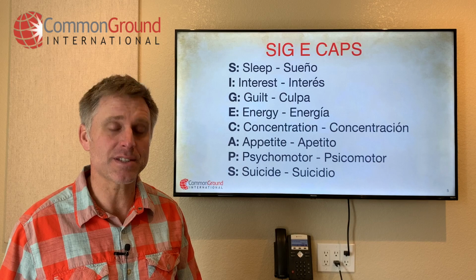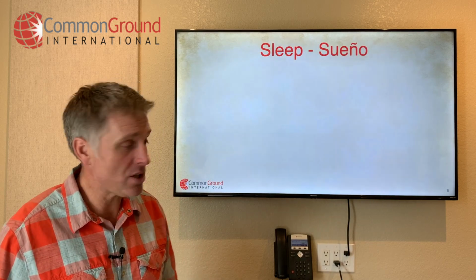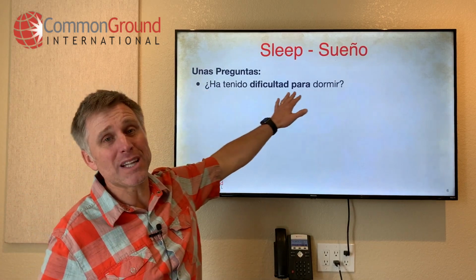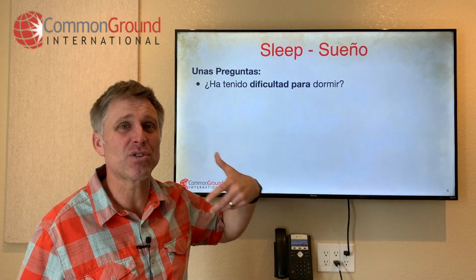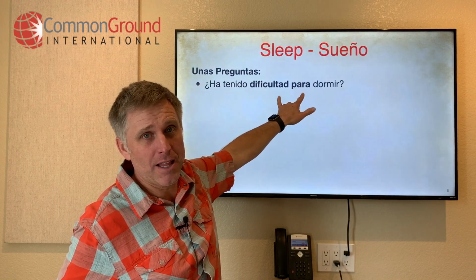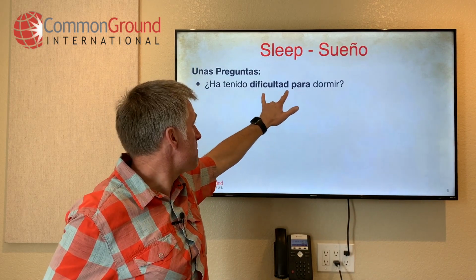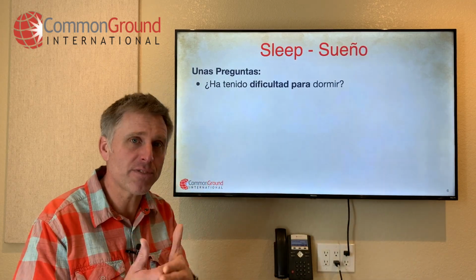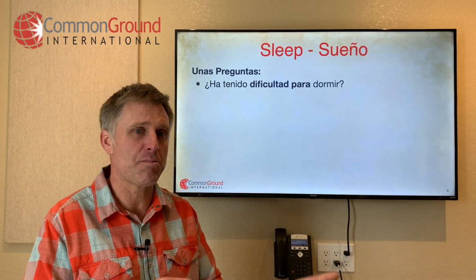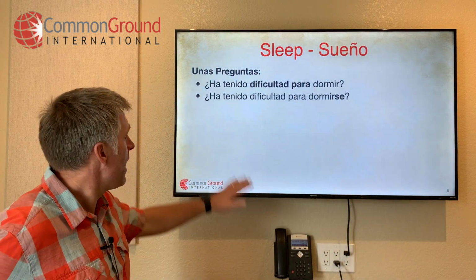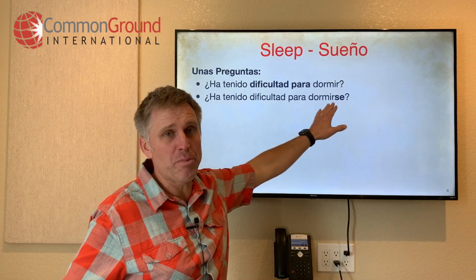Let's get started with sleep. Con sueño. Unas preguntas comunes sobre el sueño. ¿Ha tenido dificultad para dormir? Have you had difficulty sleeping? Dificultad para is one for you to write down, highlight, underline, whatever you do, because you can put any verb after that and communicate the idea of difficulty doing that. Difficulty sleeping, difficulty eating, difficulty whatever it might be. Ha tenido dificultad para dormirse.